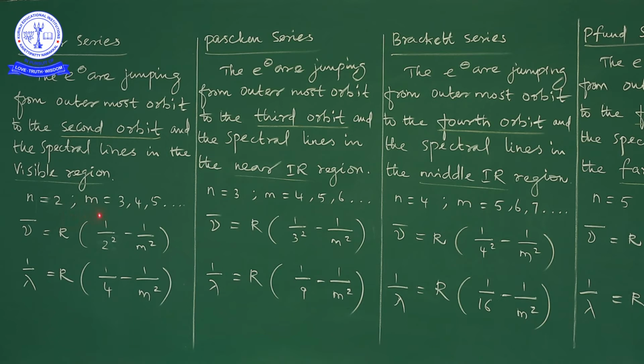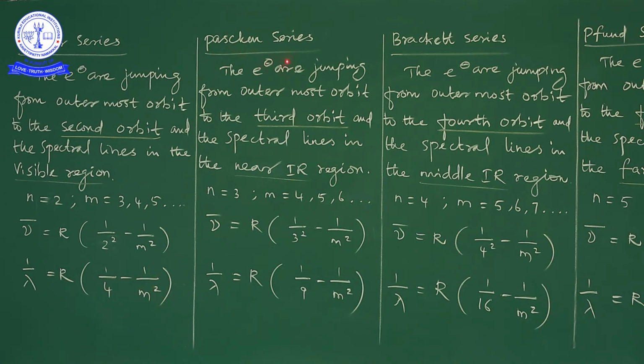While substituting the values in the equation of the wave number, nu bar is equal to R into 1 by 2 square minus 1 by m square. Here the value of 2 square becomes 4, and nu bar is equal to 1 by lambda. We already know that the reciprocal of wavelength is nothing but wave number. From this we can calculate the wavelength of the Balmer series. So 1 by lambda is equal to R into 1 by 4 minus 1 by m square.